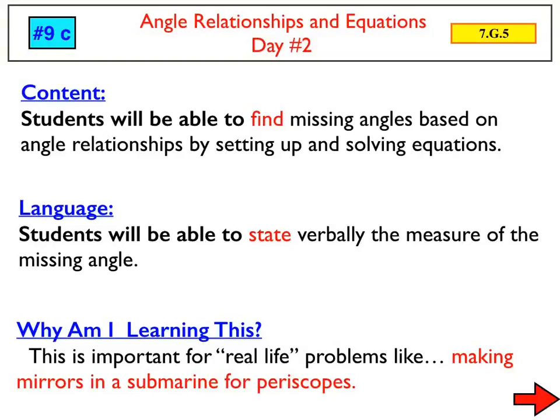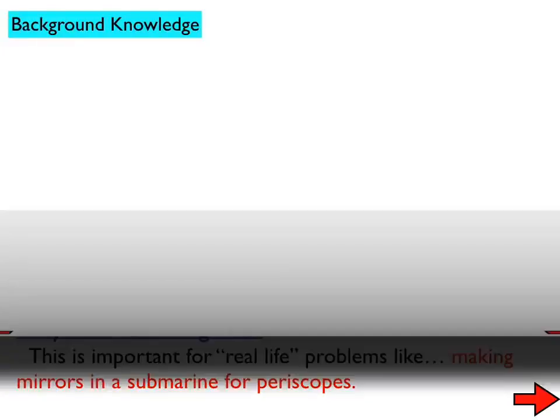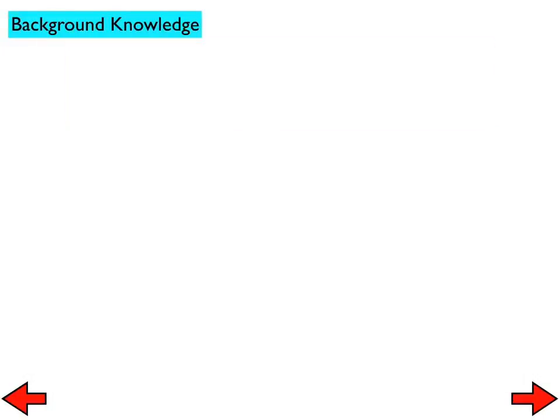Does everyone know what a periscope is? No. So submarines, you know how you look into the thing and then it goes up above the water so you can look out? That is called a periscope. And it uses mirrors, because if you just look straight, you're looking into the water, or into the submarine, but you're actually looking at reflections through mirrors above the water. That uses angles.